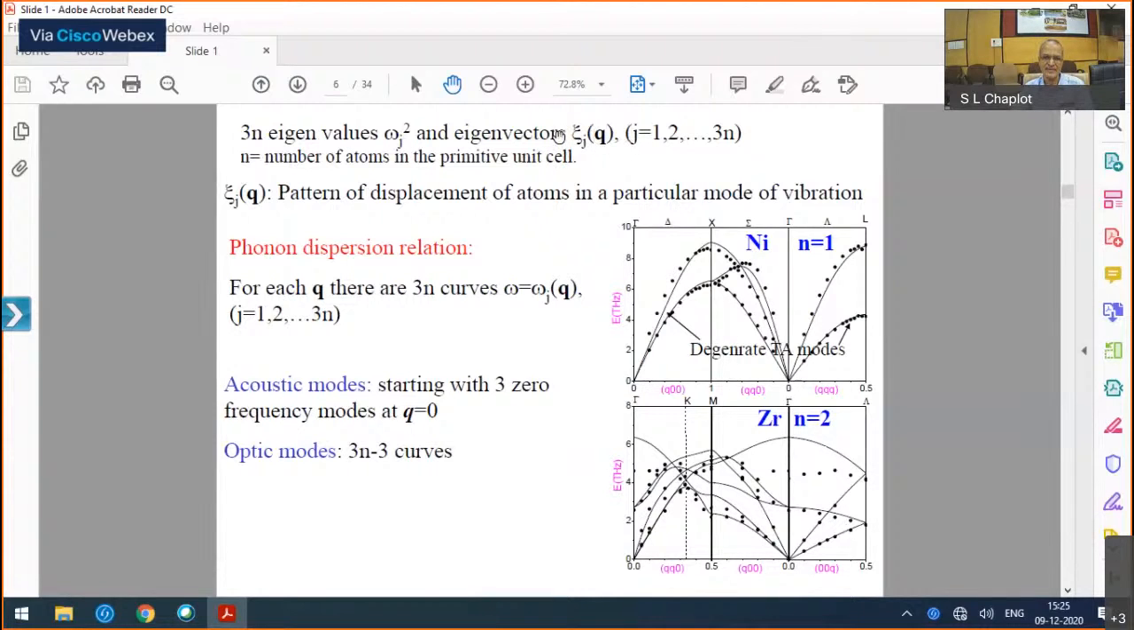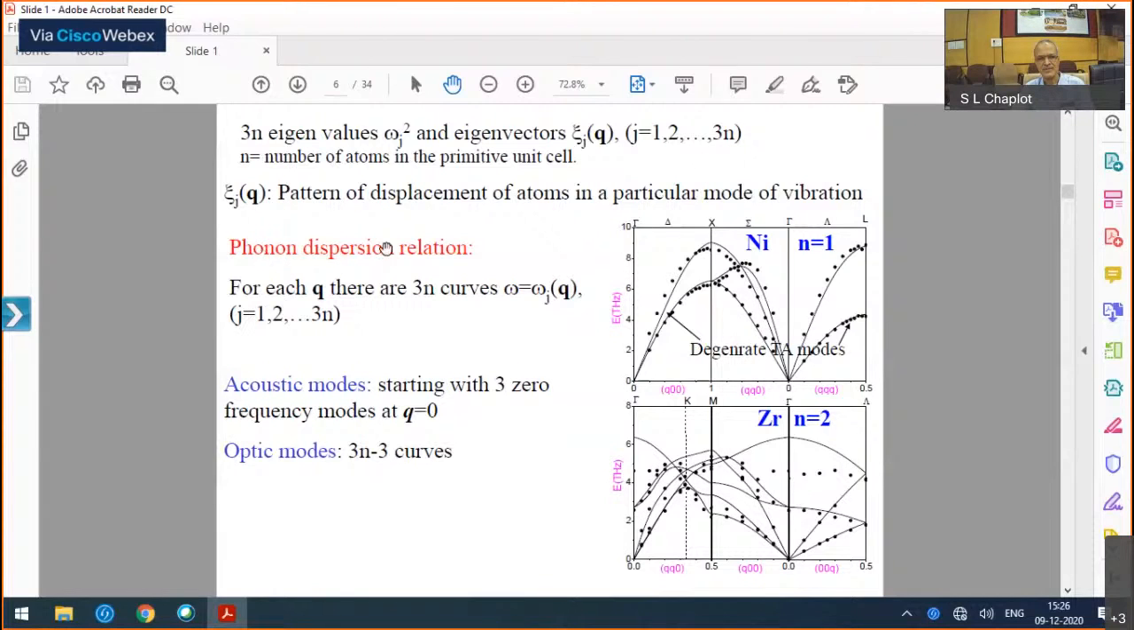Now, this eigenvector itself is a 3n dimensional vector. These 3n dimensions of the eigenvector just give us the displacements of all the n atoms in 3 directions. So this is a pattern of displacements of atoms in a particular mode, let's say the jth mode of vibration. In that mode, there are 3n possible displacement values, three values for each of the n atoms, and that 3n dimensional vector is the eigenvector, and J also runs from 1 to 3n.